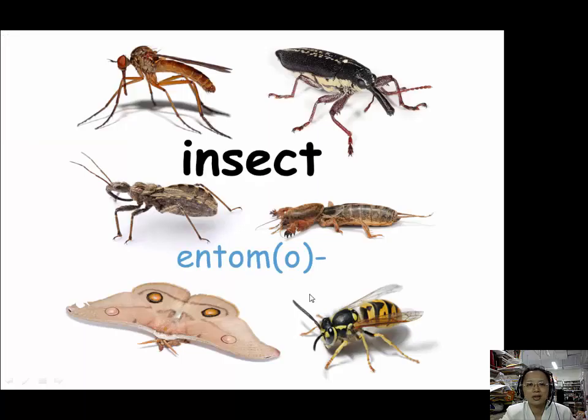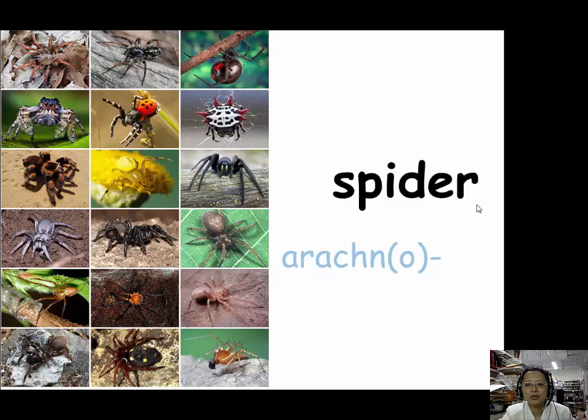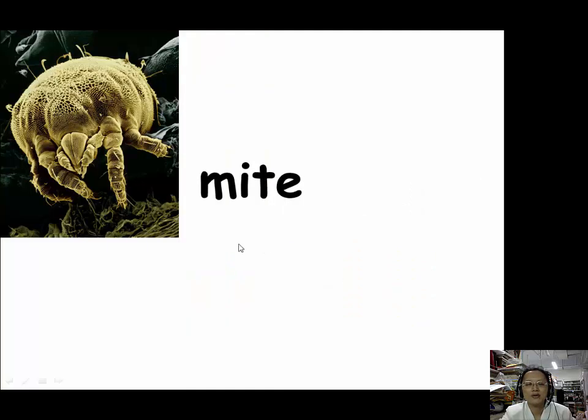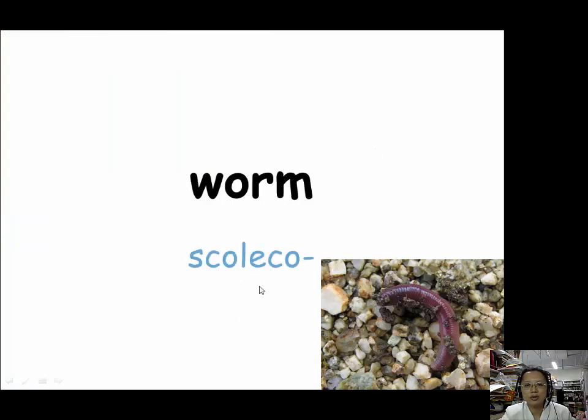And for insect, we could use this prefix E-N-T-O-M-O. For spider, we could use the prefix arachno, A-R-A-C-H-N-O. And for mite, we could use A-C-A-R-O. For worm, we could use S-C-O-L-E-C-O. As for tapeworm, we can use this prefix taenia, T-A-E-N-I-A.